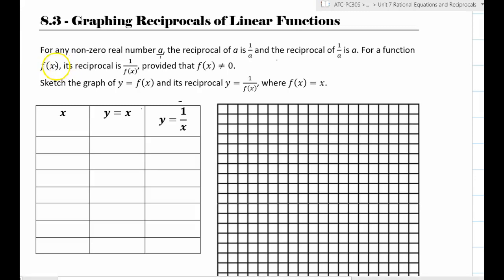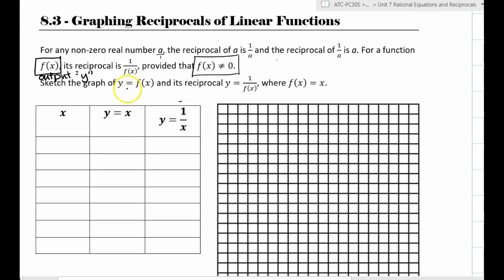When we do this for a function, we are literally going to take the output, and remember that f of x on the whole is the output, which we frequently represent as y. So we're taking the output and we're going 1 divided by our output. And the only thing we have to watch out for is that as a denominator, we can't have our function being 0.